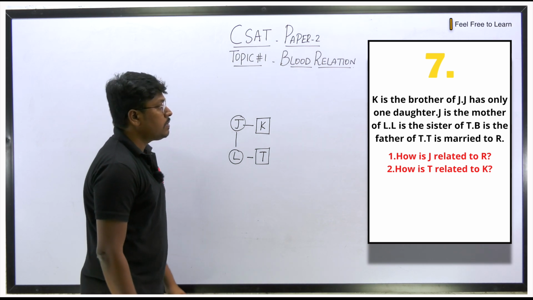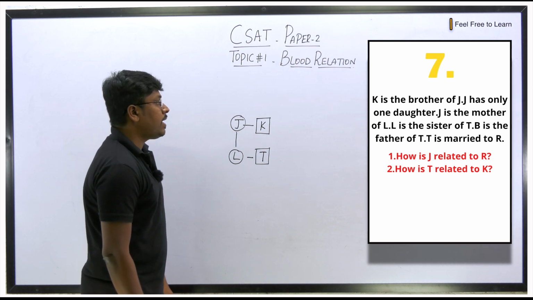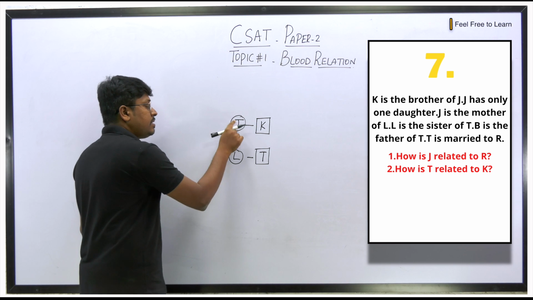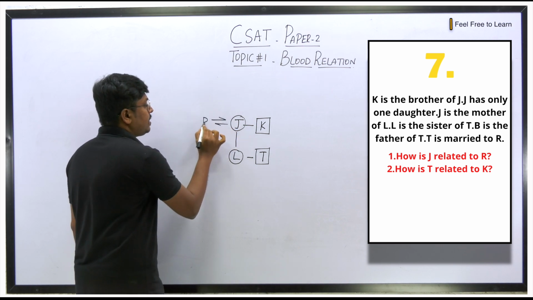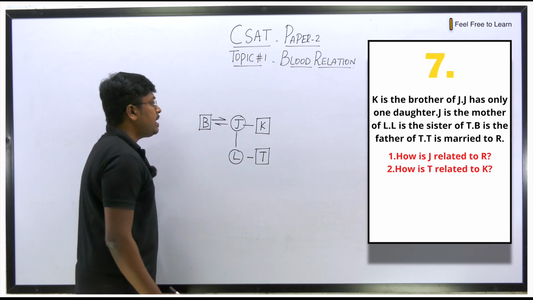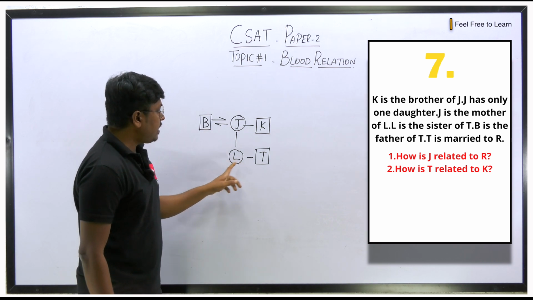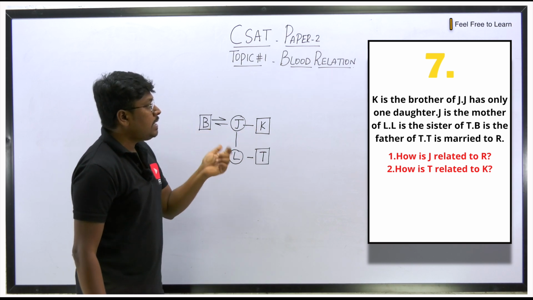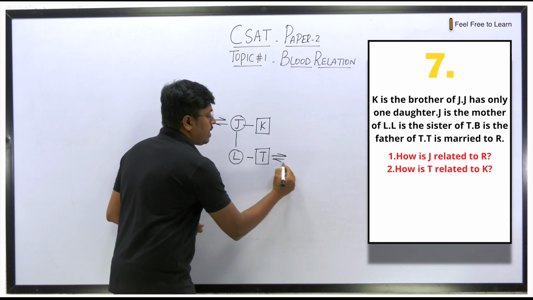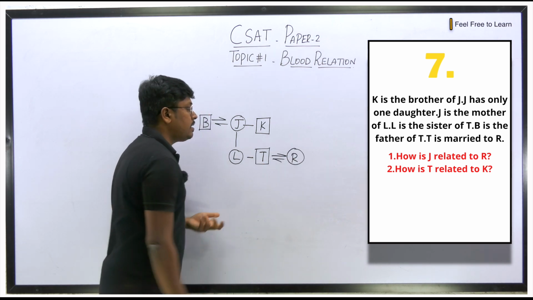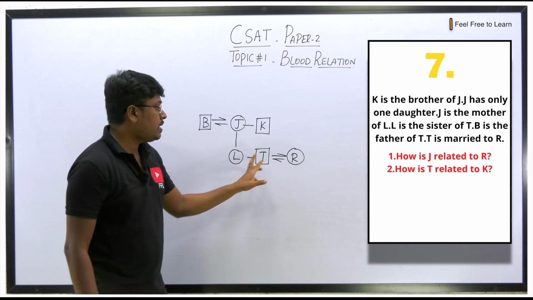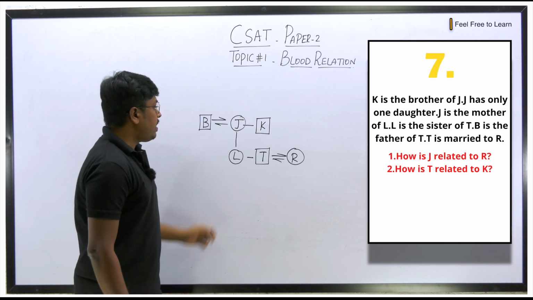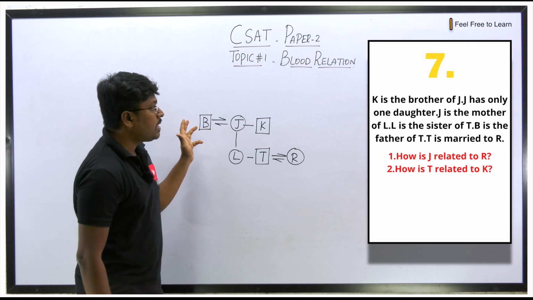Got it? So B is father of T. So T's father is B. T is calling B a father, and we already know that T's mother is J. So if T is calling B a father, then they both should be a married couple. Yes, so B and J will be a married couple. So L and T will be brother and sister. And J's brother is K. Still one point missing. T is married to R. So if T is married to R, we know that T is a male person, so definitely R should be a female person, so that T and R will be a married couple. Got it?